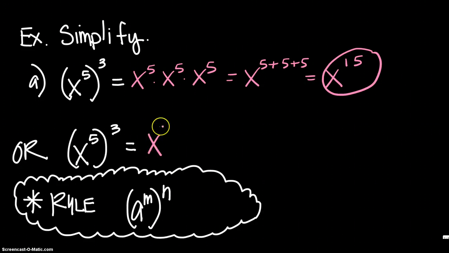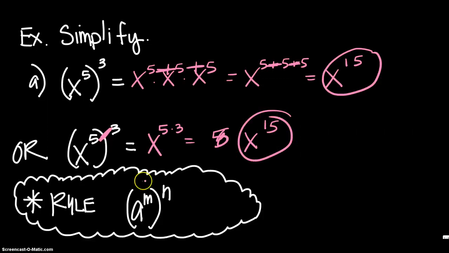So I could do x to the 5 and you multiply by 3. Notice this is kind of diagonal, right? These ones are straight across from each other. When they're straight across from each other, we add them. When they're going diagonally, like here, we multiply them. So x to the 15th. Hence, our rule or law: if we have a to the m to the n, this is a to the m n power. Multiply them together.